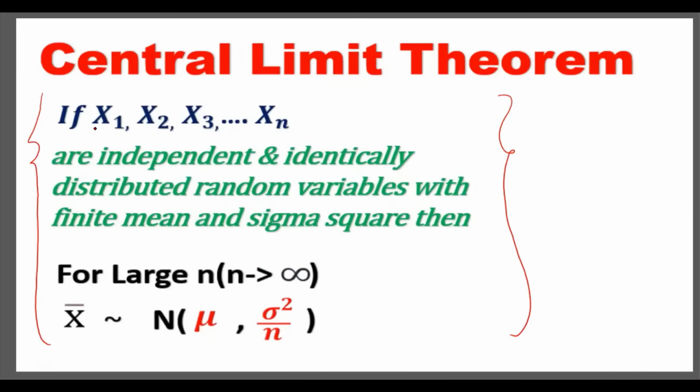If x1, x2, xn are independent and identically distributed random variables with finite mean mu and variance sigma square, then for large n, x bar will follow normal distribution with mean mu and variance sigma square by n. Actually, central limit theorem starts from this page. We'll discuss in the subsequent classes.